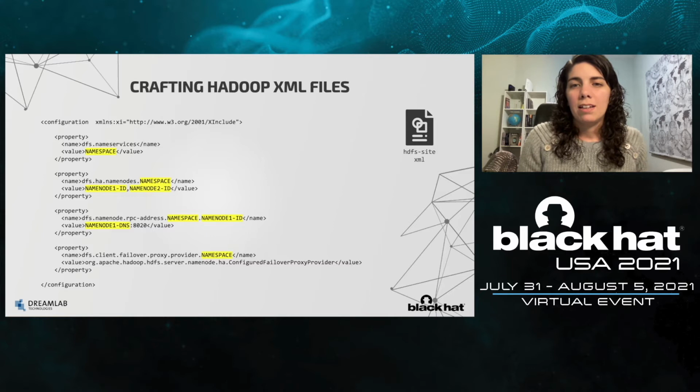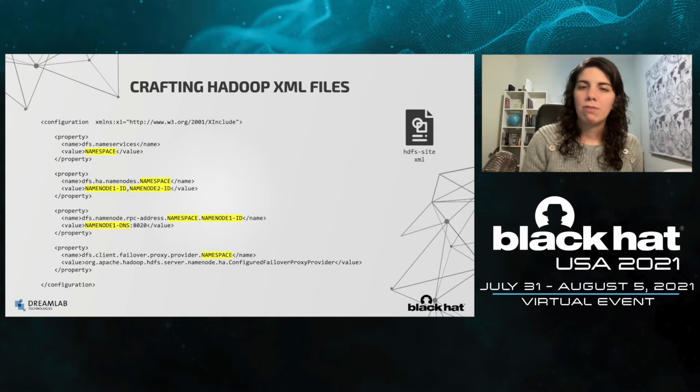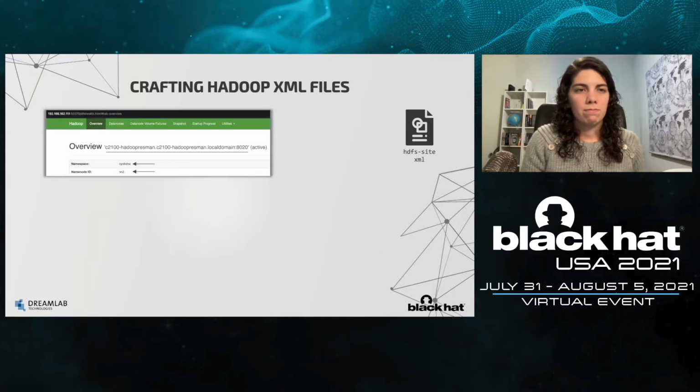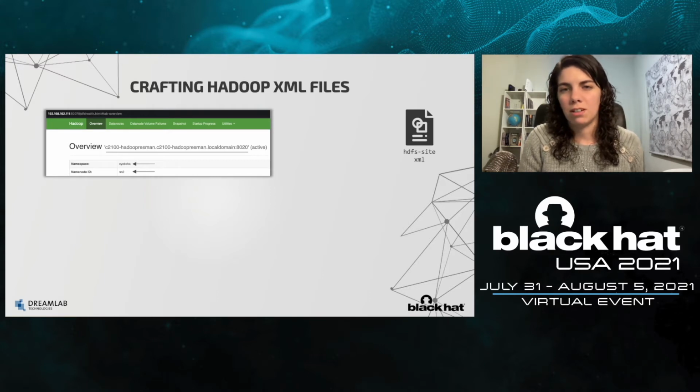Then we need to craft the hdfs-site file. It's necessary to know the namespace that we already have from the previous file, and we also need the name node IDs and the DNS of them. We could have 1, 2 or more name nodes, and we need to provide the ID and DNS for all of them in this file. Where can we get this information? From the same dashboard. We have the namespace and the name node ID and the DNS here. We just need to access this dashboard on each name node.